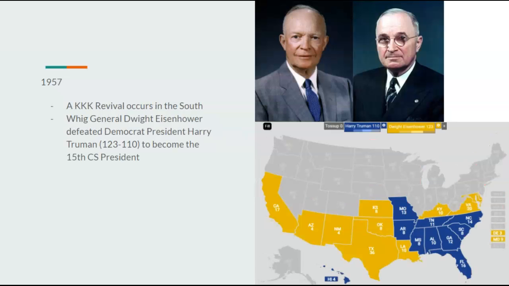In 1957, a KKK revival occurs in the South, which is very unpopular with the Whig Party, very unpopular. And certain members of the Democrat Party, Harry Truman has not sided with the KKK. He's actually denounced them. But Whig General Dwight Eisenhower ends up running and says, yeah, you're not handling Korea right. I'm going to handle it. Just step aside. And Whig General Dwight D. Eisenhower defeats Democrat President Harry Truman 123 to 110 to become the 15th Confederate president. I'm going to put a number on Truman, 48 to 50% approval, just going to say that now. But Dwight Eisenhower wins pretty big, winning states such as Texas that usually don't go Whig.